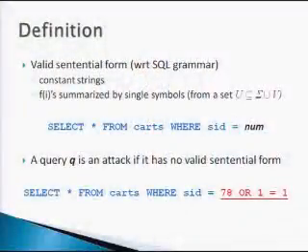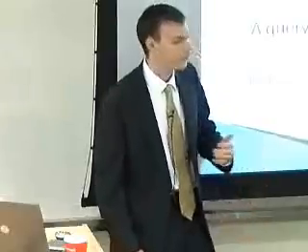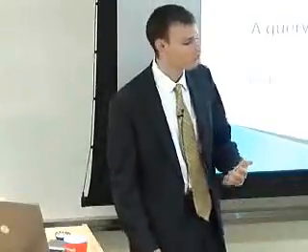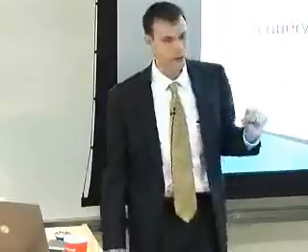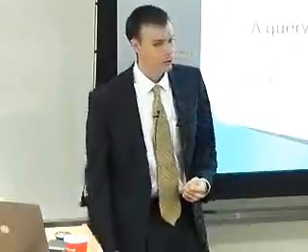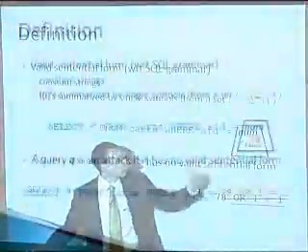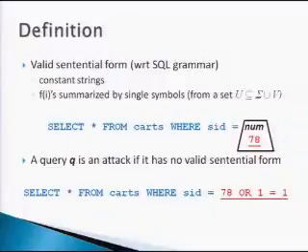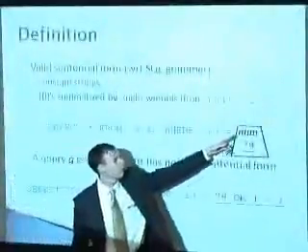So in order to give our definition, I'm going to define a valid sentential form. Sentential form, recall, is just a string of terminals and non-terminals that you can derive from the grammar's start symbol. And if the query is constructed by a web application, we'll say there is a valid sentential form if the sentential form is constructed by concatenating constant strings and single symbols that summarize the untrusted parts. Okay, so in this case, the non-terminal num.